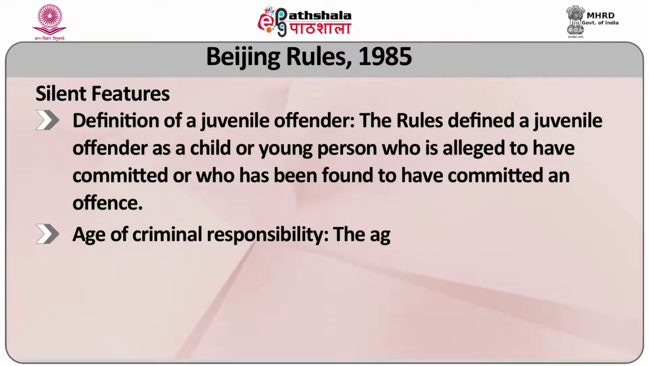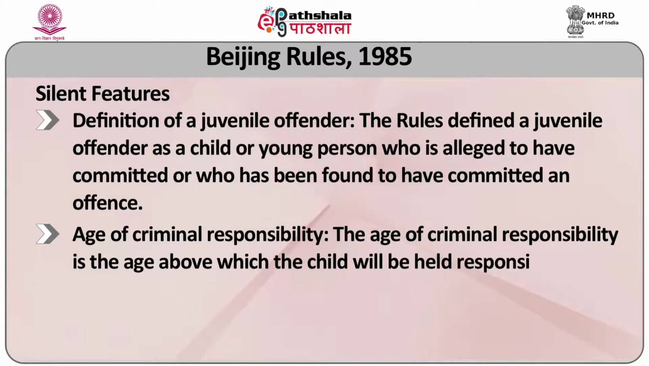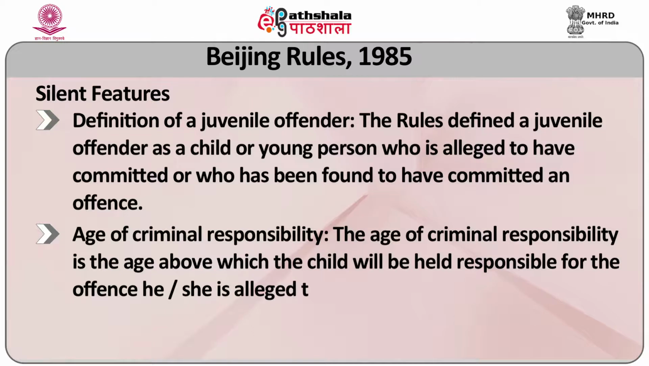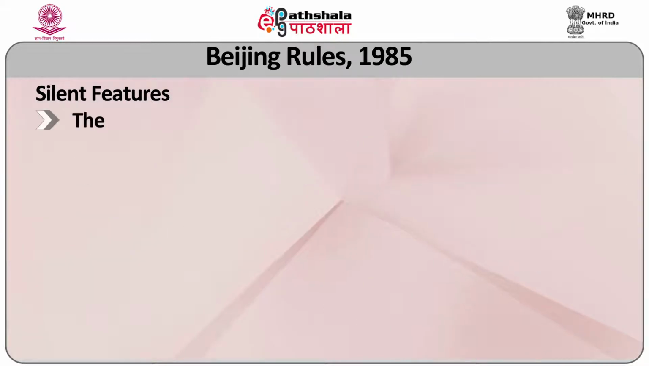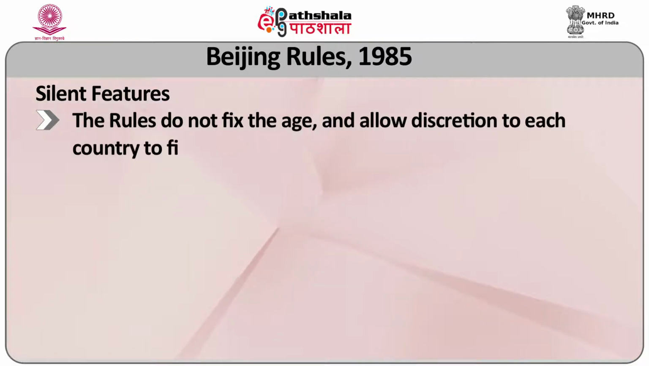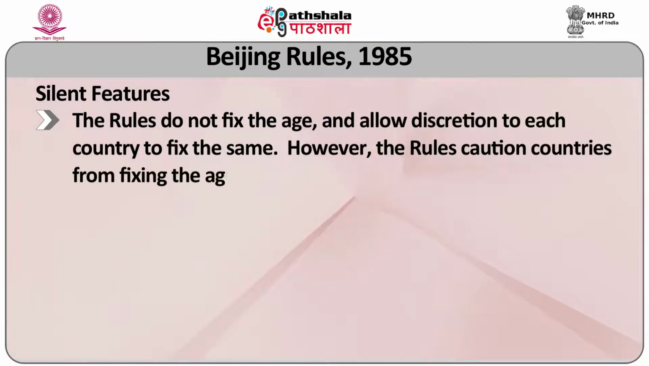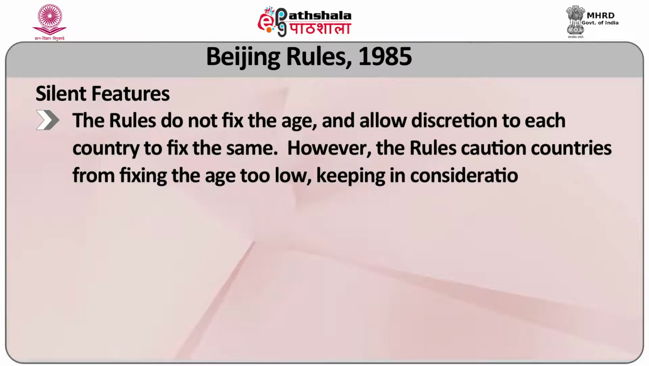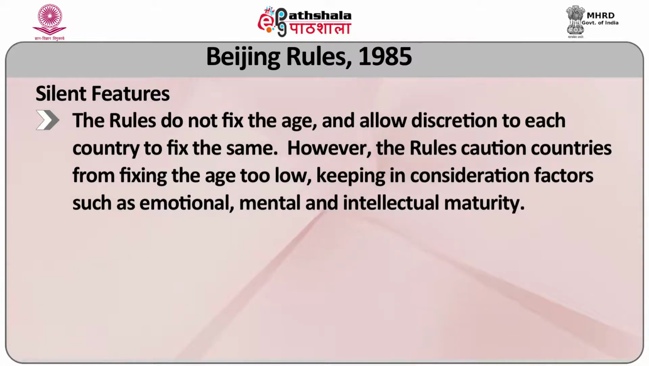Secondly, age of criminal responsibility. The age of criminal responsibility is the age above which the child will be held responsible for the offense that he or she is alleged to have committed or found to have committed. The Beijing rules, interestingly, do not fix the age, and they allow discretion to each country to fix the same. However, the rules caution countries from fixing the age too low, keeping in consideration factors such as emotional, mental and intellectual maturity of the child.